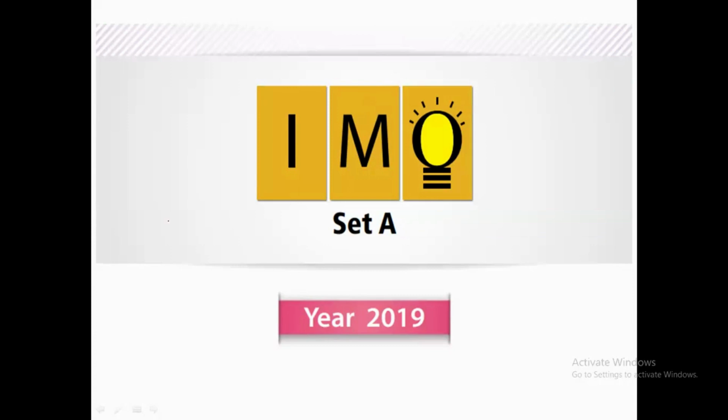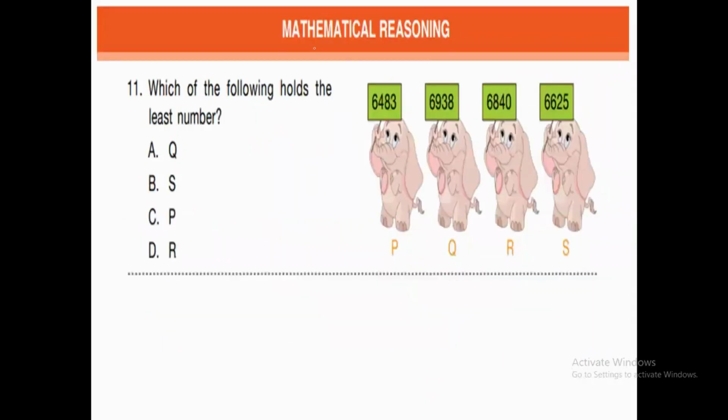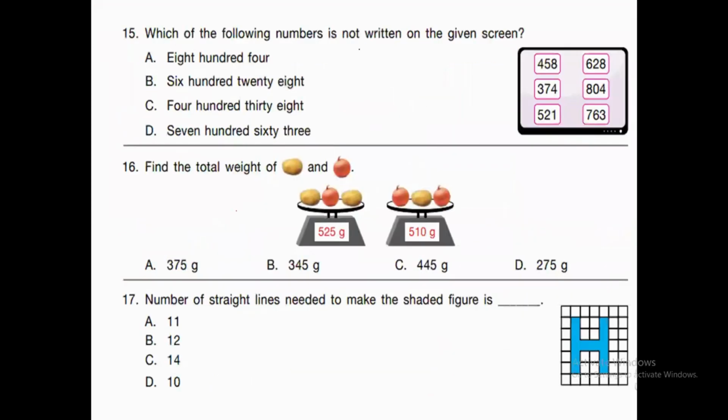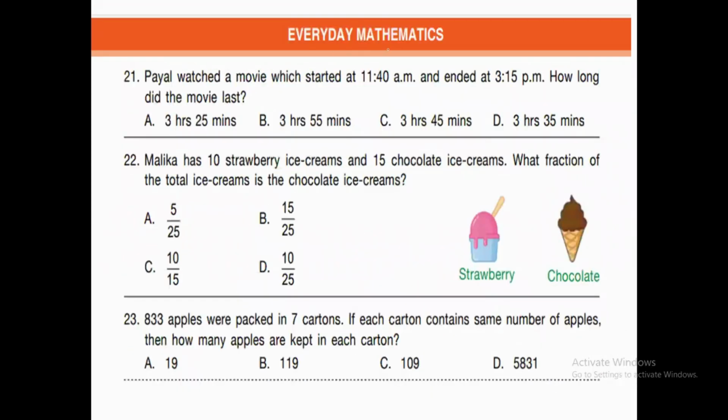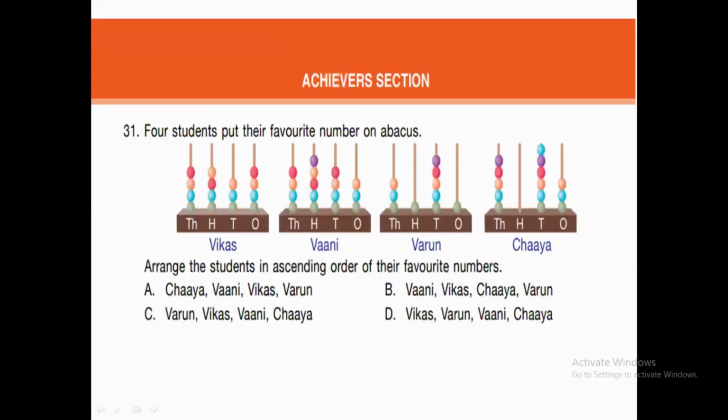What you can see over here, this paper has been divided into 4 sections. The first section is the same as the previous one, which is logical reasoning. The second section is mathematical reasoning. After that, we have the third section, which is everyday mathematics. And after that, we have the fourth and last section, which is the achiever section. This achiever section is a little bit more difficult than the rest of the sections.